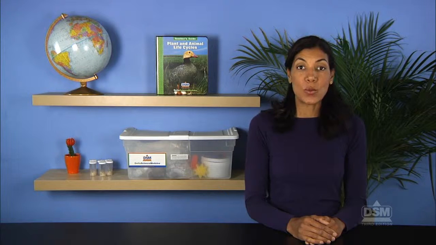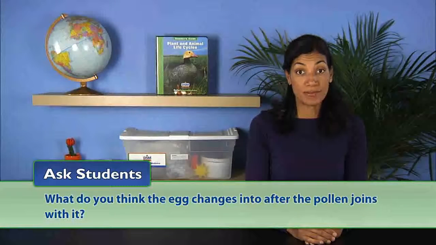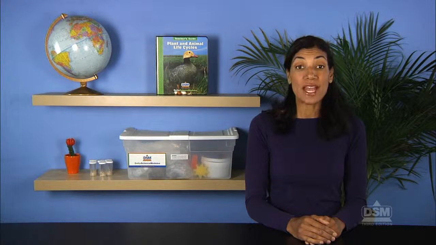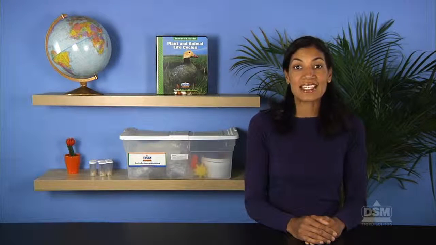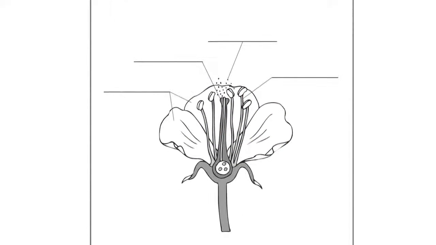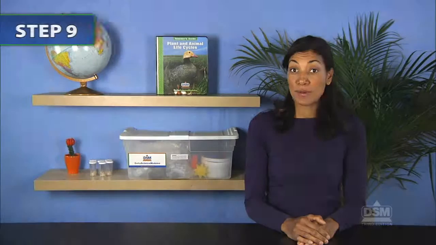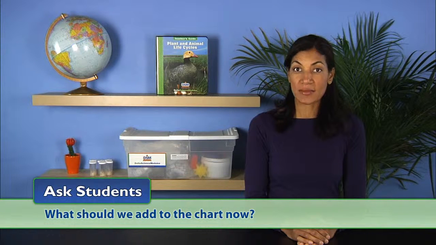Ask students, what do you think the egg changes into after the pollen joins with it? Accept all suggestions and let them know that they will find out the answer in the next activity. Next, give each student a copy of Activity Sheet 8 and instruct them to label the parts of the flower. When they have finished labeling the flower parts, return students' attention to the Pea Life Cycle chart. Ask students, what should we add to the chart now?